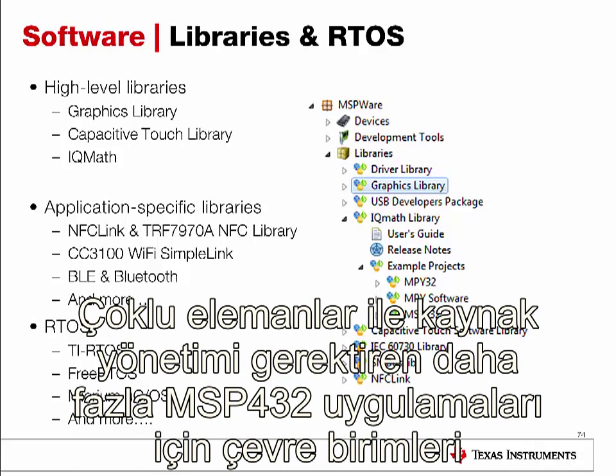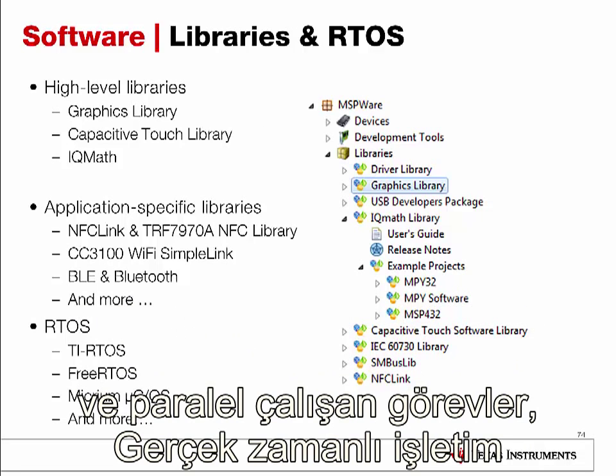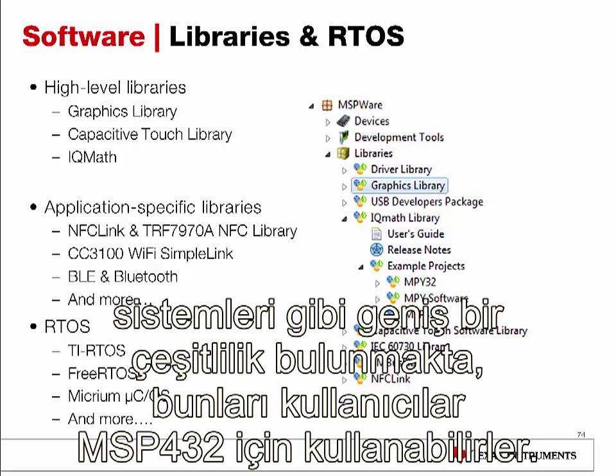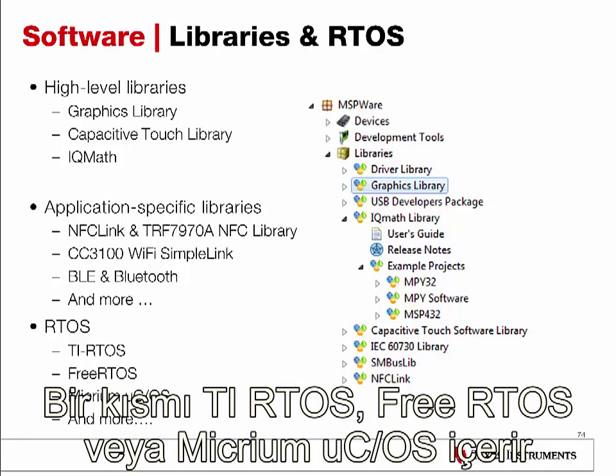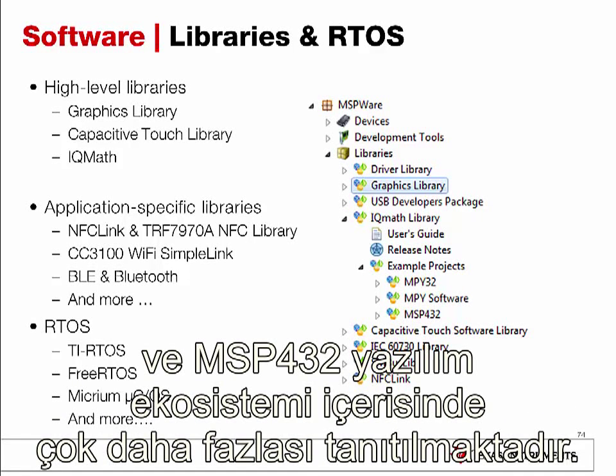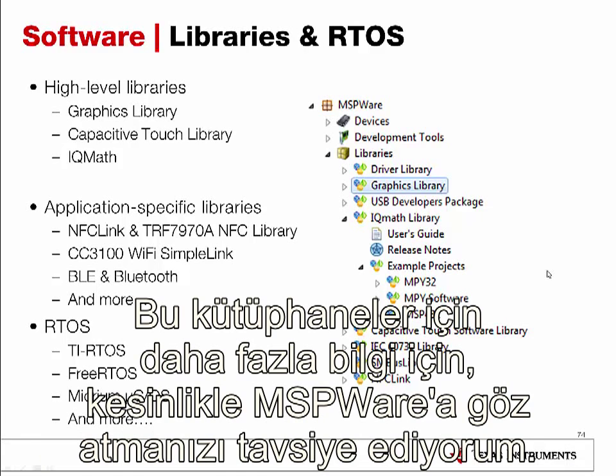For more complex MSP432 applications that require resource management with multiple components, peripherals, and tasks running in parallel, there are also a wide variety of real-time operating systems that the users can use for MSP432. Some of these real-time operating systems include TI-RTOS or Micrium uC/OS, and there are many more that are being developed and introduced into the MSP432 software ecosystem. For more information on these libraries, I definitely recommend browsing through MSPWare.